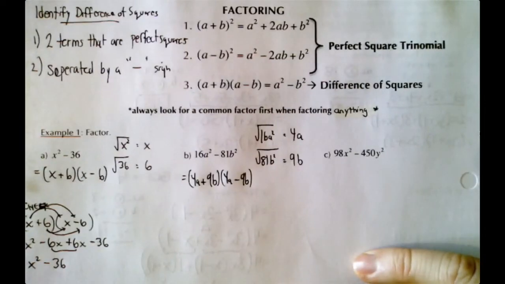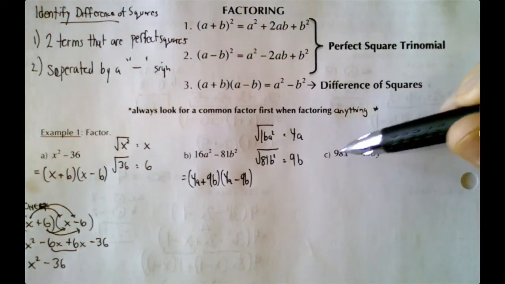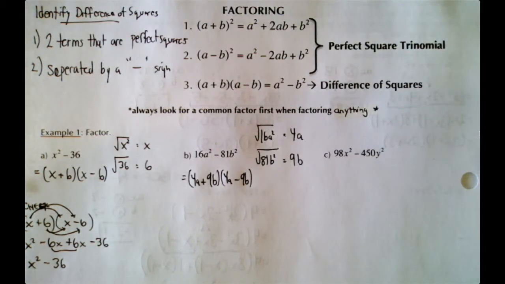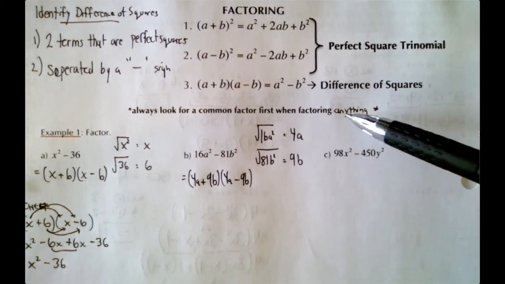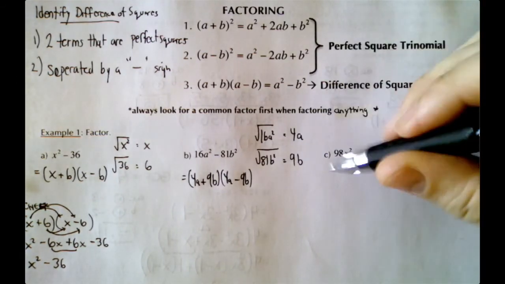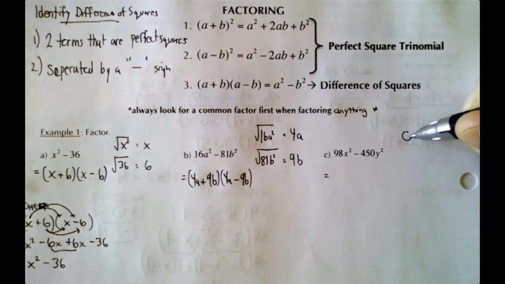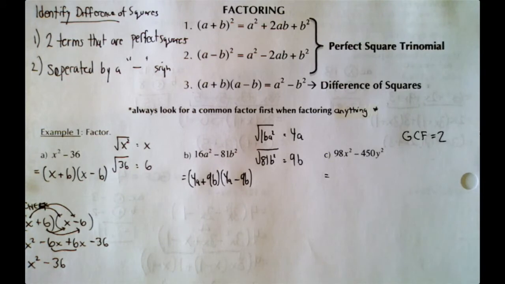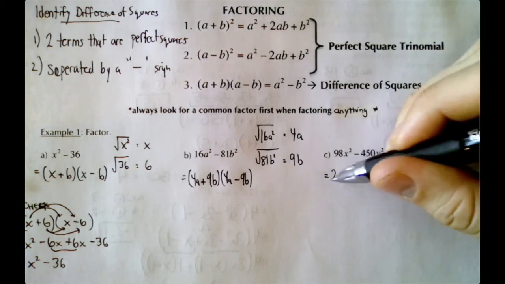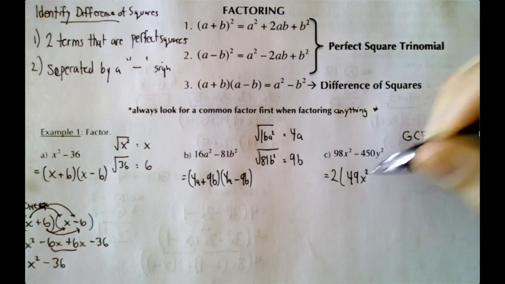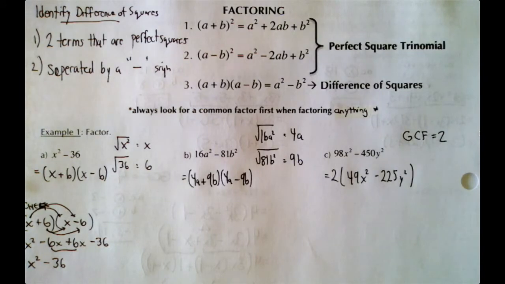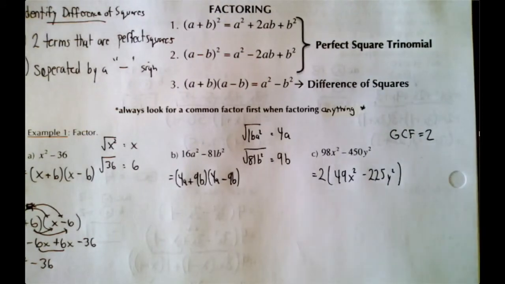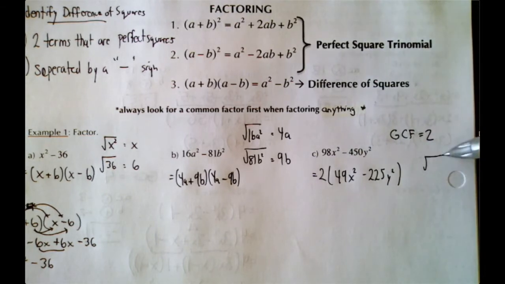Last one, I threw a little hitch in it. If we square root 98 and 450, we don't get nice numbers. But if you did that, you jumped the gun, because remember, always look for a common factor first when factoring anything, even a difference of squares. So in this example, there is a common factor. It's not a big one. It's 2. If we common factor 2, we end up with 49x squared minus 225y squared. Now 49 and 225, we can square root. So we had to common factor first, and now we can look to square root.